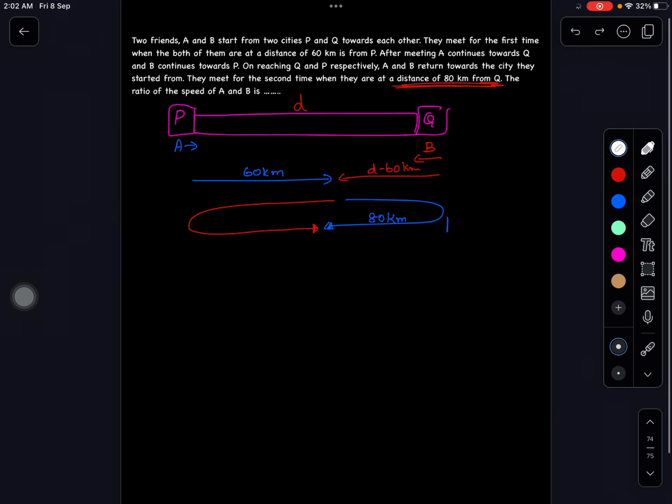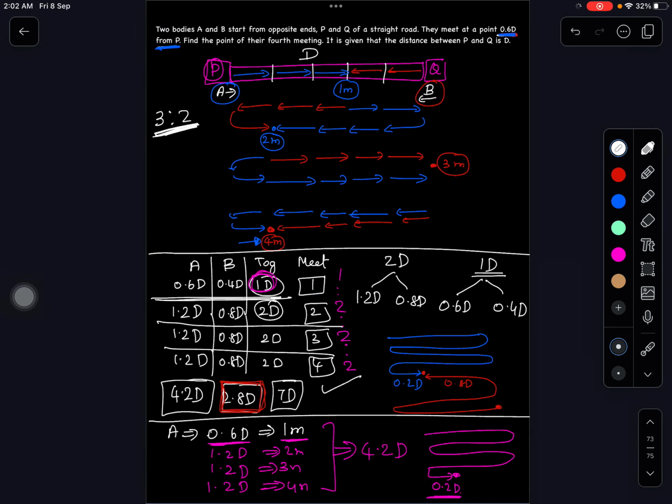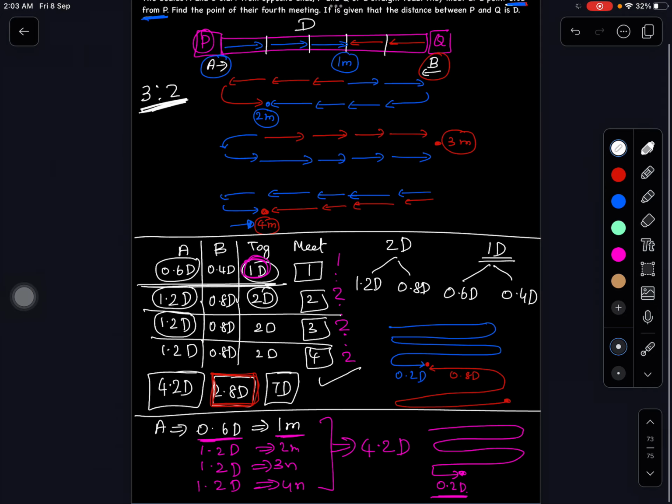Now for this problem, there are a couple of ways to solve it. One way of solving this would be: A has covered how many kilometers for their first meet? 60 kilometers, right? Now tell me how many more kilometers would A have covered for the second meet? For the first meet, if A is covering x units, for the second meet A would have covered 2x extra. Let's look at the previous example. For the first meet, A covered 0.6D, from the first meet until the second meet 1.2D, from the second meet until the third meet 1.2D more, etc.